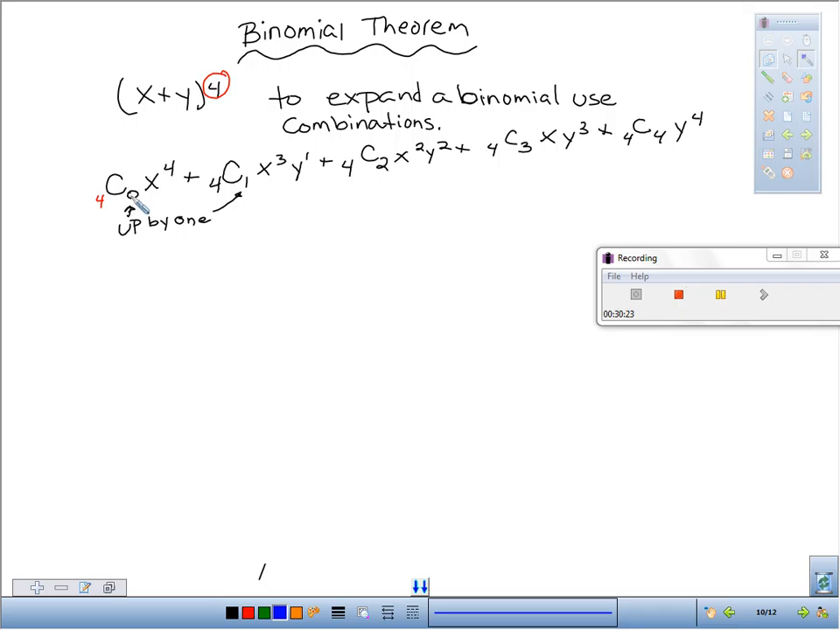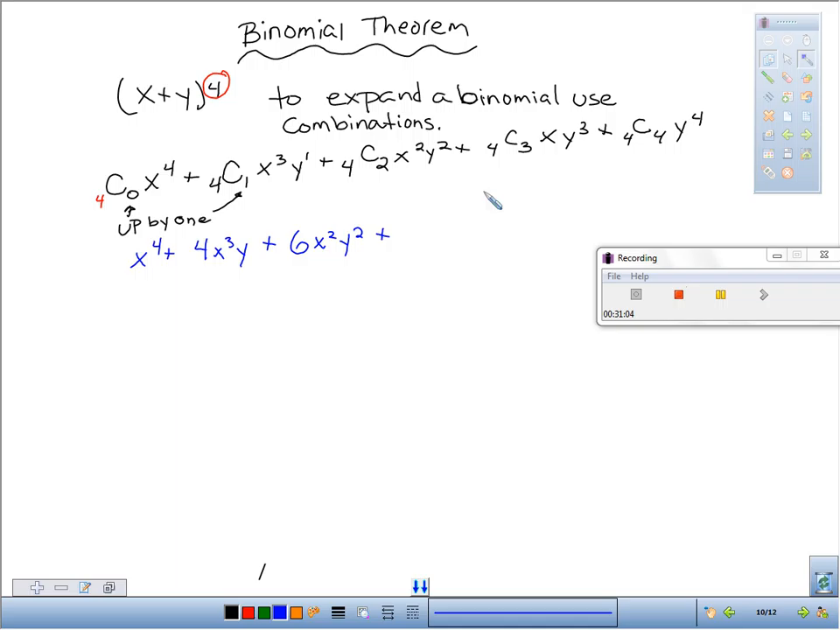4 choose 0 is 1. So you just get left with x to the fourth. Then 4, choose 1. There's 4 different things I can choose from, so there's 4 different ways I can choose them. Then 4, I'm choosing 2. You plug that in, and I should get what? 6 x squared y squared.